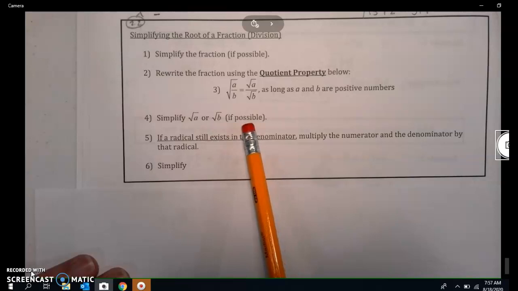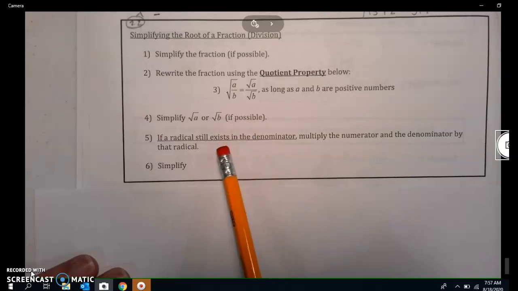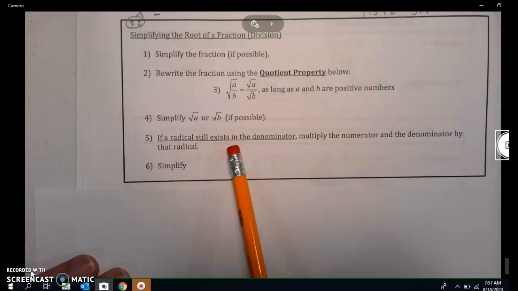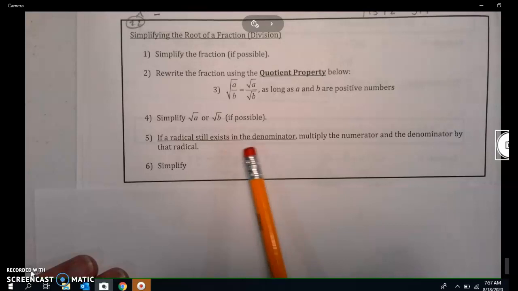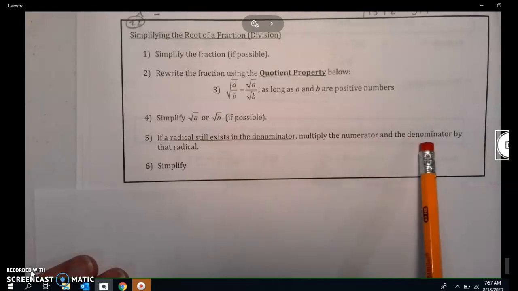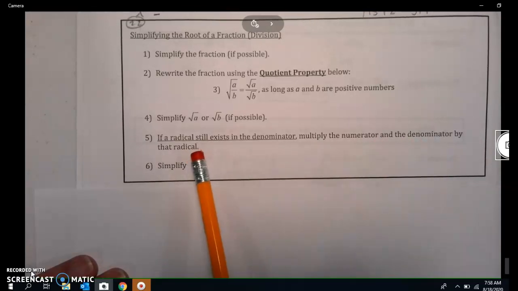The next thing, if we can simplify each one of those, a or b, we can try to do that. And then the last thing, and this is where it gets tricky: if the radical still exists in the denominator, that's a no-no. You may not ever, ever, ever, under any circumstances, have a radical in the denominator and consider it simplified or correct. Anytime you're working with any of these problems, if there's a radical in the denominator, you have to do something about it to finish simplifying it. And when that happens, you multiply both the numerator and the denominator by that radical in the bottom. I'll show you a problem like that shortly.